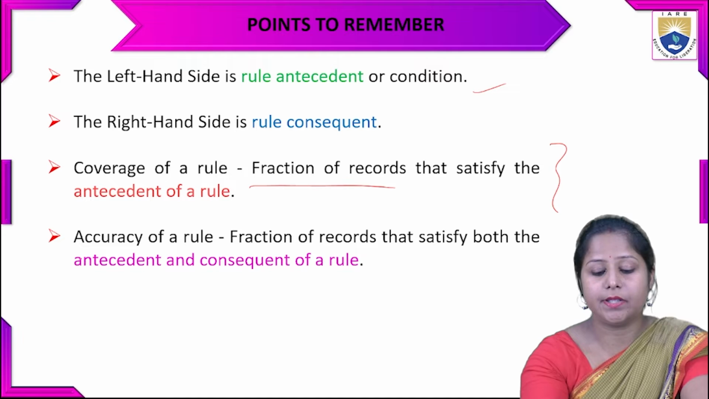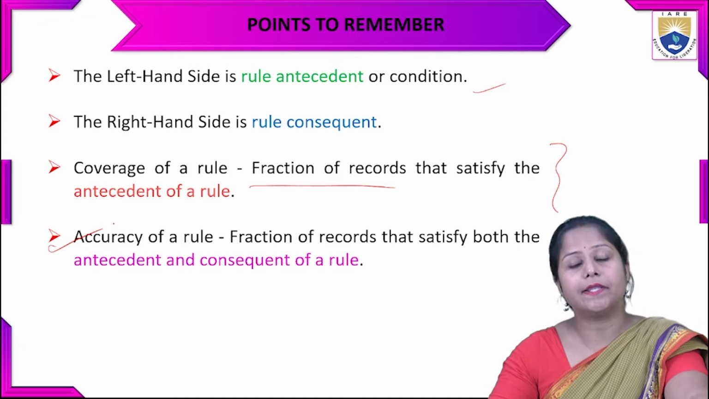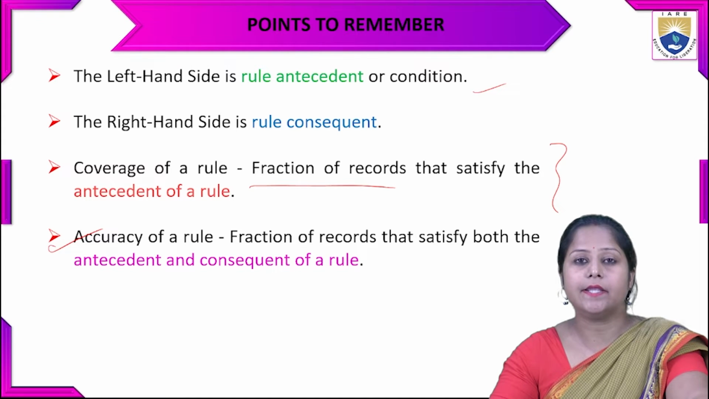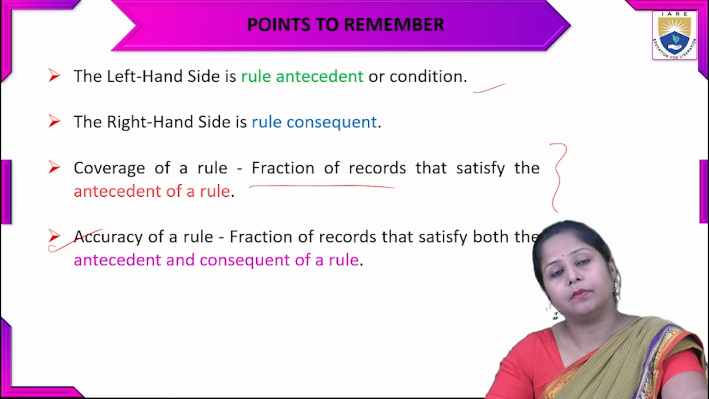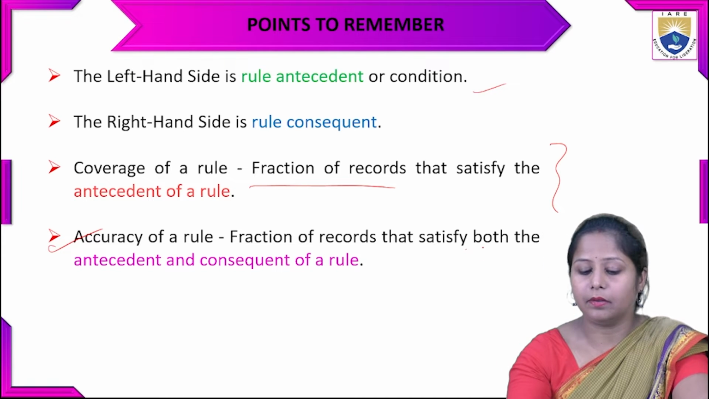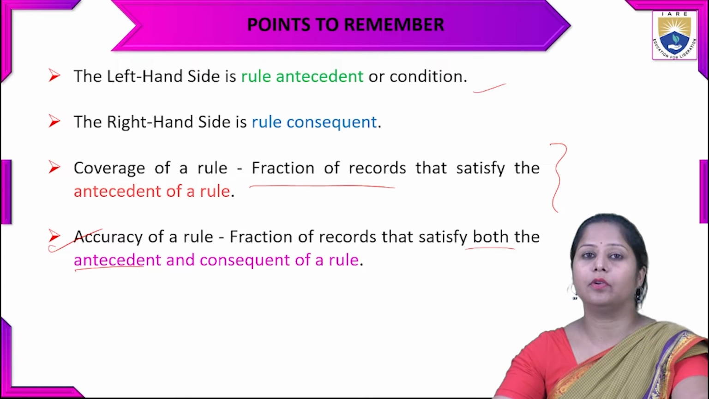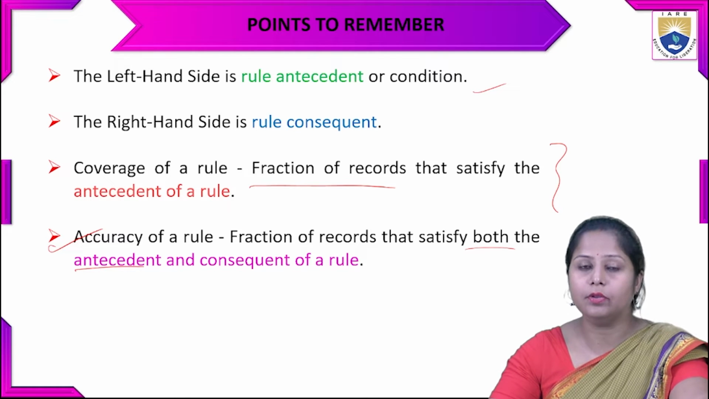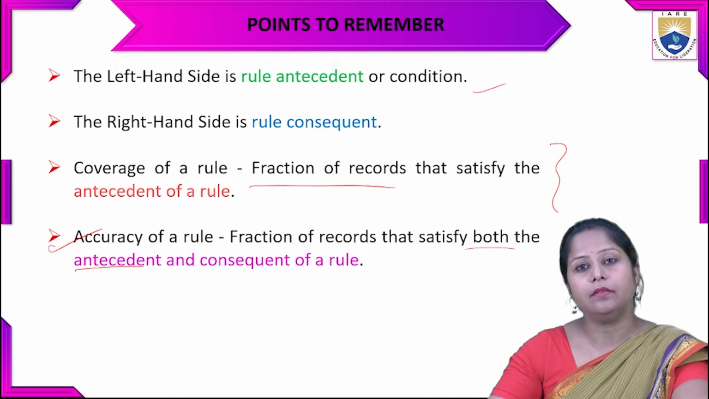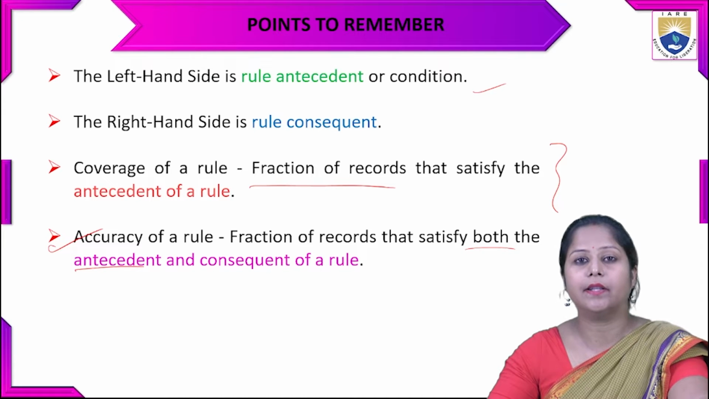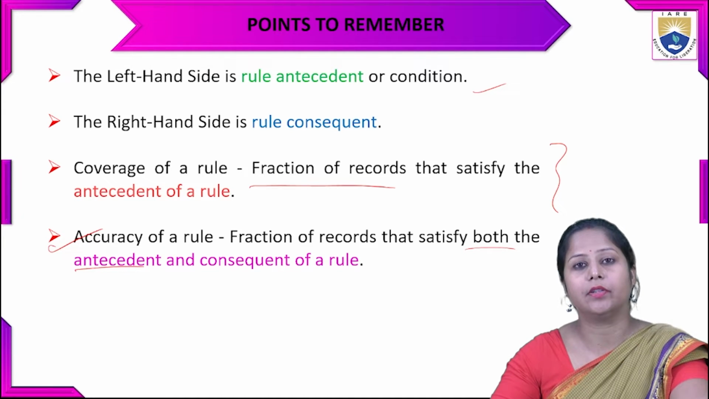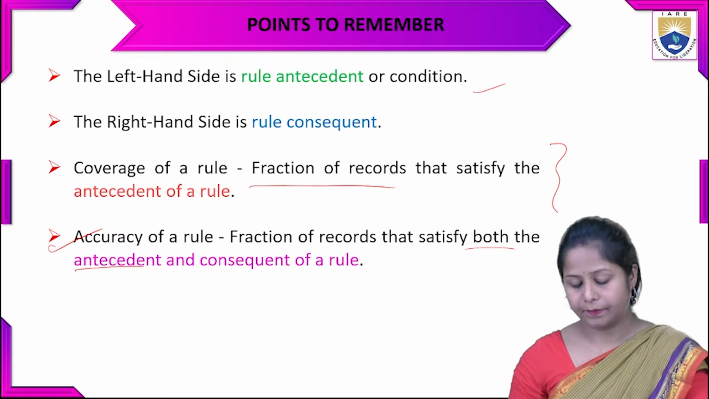What is the accuracy of that rule? The fraction of records that have both the antecedent and the consequent for the rule. So for the particular rule, both conditions will be there, satisfying the antecedent and the consequent for that particular rule.